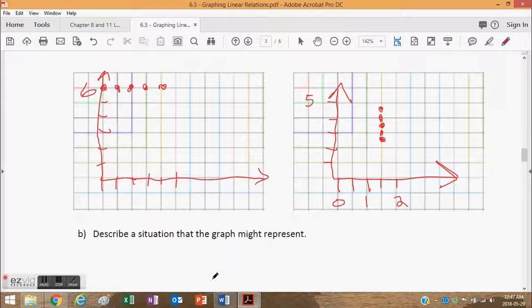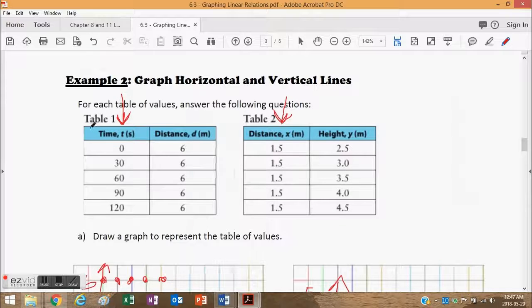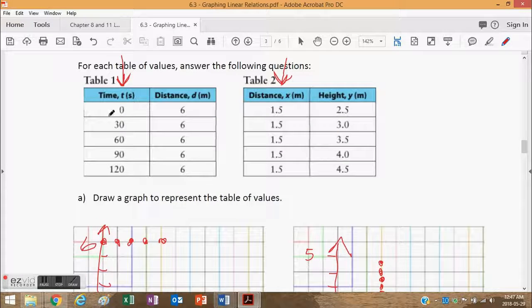Okay, so describe a situation this graph might represent. So here we've got time and distance. So perhaps in this case we've got a car that started out 6 meters from someplace. Maybe it's out of gas, and it just sits there. It doesn't move. Just sitting there, not moving. That's possible.